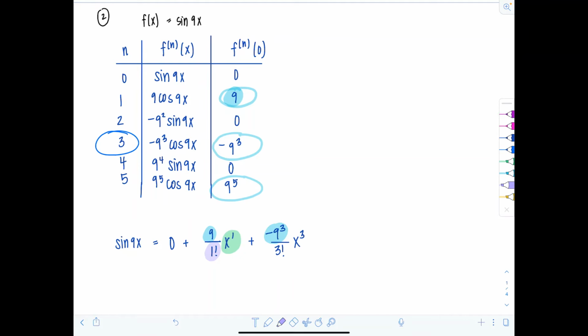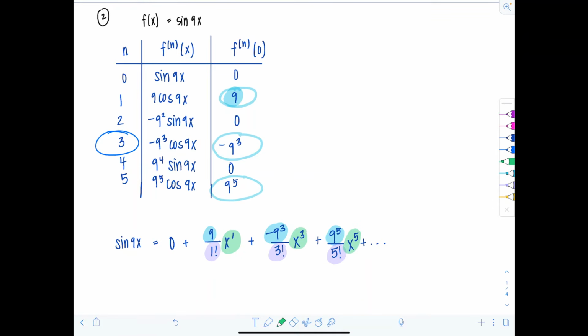Let's color code away, if it helps, I'm happy to do it. Plus 9 to the 5th over 5 factorial x to the 5th plus yada, yada, yada. Hopefully you see the pattern. If not, what do you do? You just keep taking derivatives until you can see it emerge.